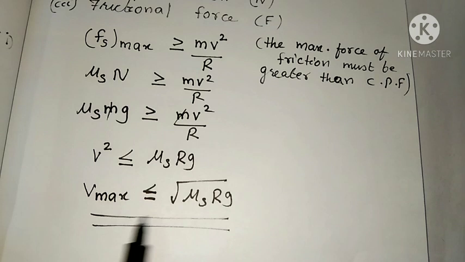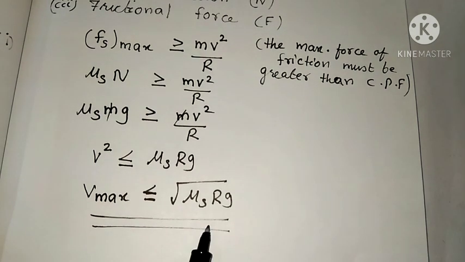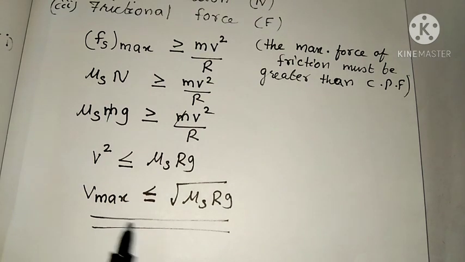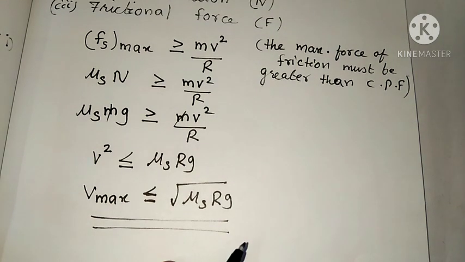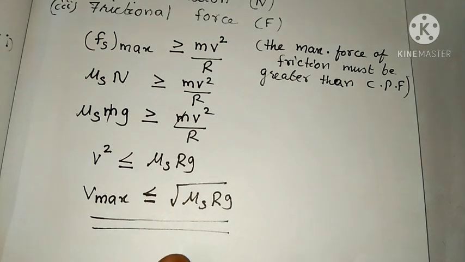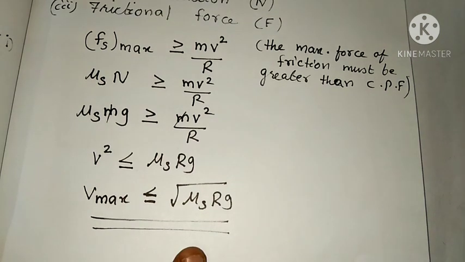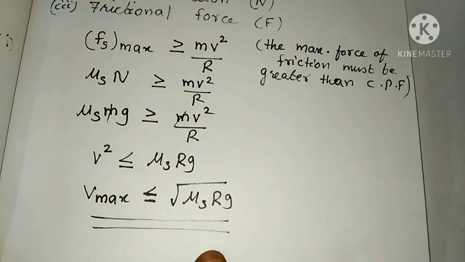If the car exceeds this maximum speed, it will skid and go off the road, because the maximum available friction is insufficient to provide the necessary centripetal force. So, the maximum speed depends on the coefficient of friction and the radius of the circular path.